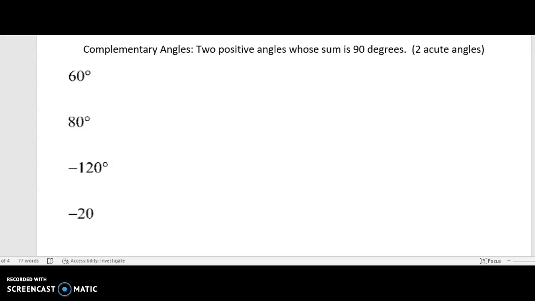Complementary angles are two positive angles whose sum is 90. So 60 plus 30 gives us 90. They're both positive. 80 plus 10 gives us 90. They are both positive. Negative 120, if you're starting out with a negative angle, is not applicable because the two angles have to be positive, and same thing for a negative 20.